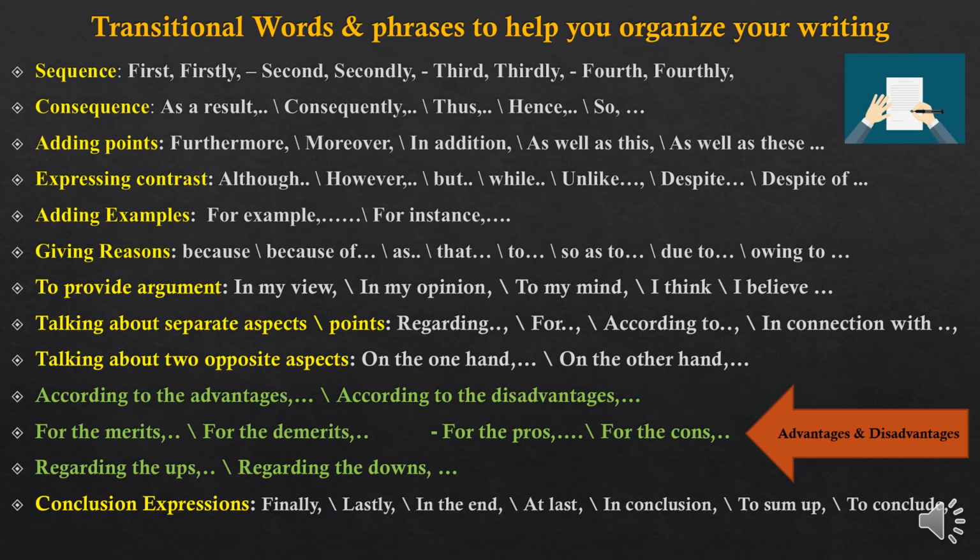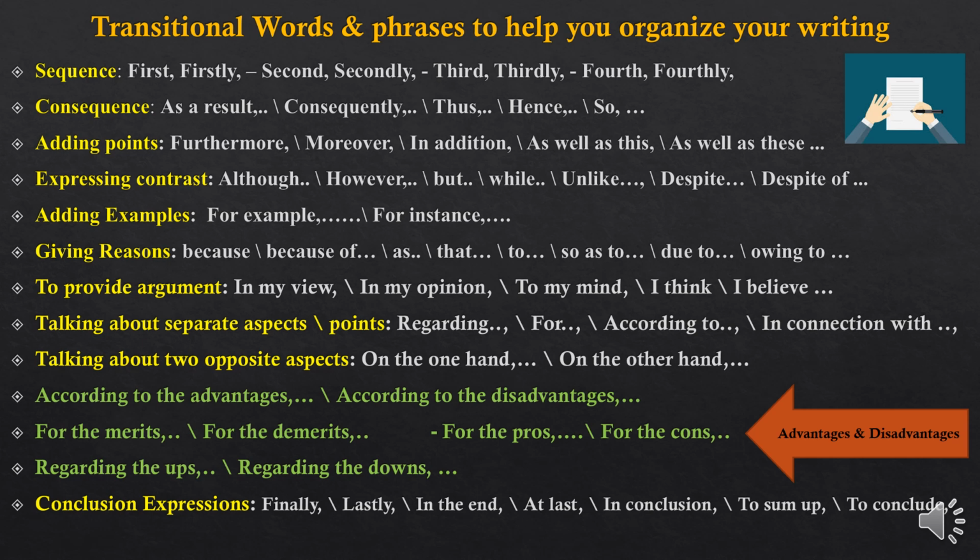Moving on to transitional words and phrases to help you organize your writing. For sequence, you can use first or firstly, second or secondly, third or thirdly, fourth or fourthly. For consequence, you can use as a result, consequently, thus, hence, so. For adding points, you can use furthermore, moreover, in addition, as well as this, as well as these. For expressing contrast, you can use although, however, but, while, unlike, despite, despite of.